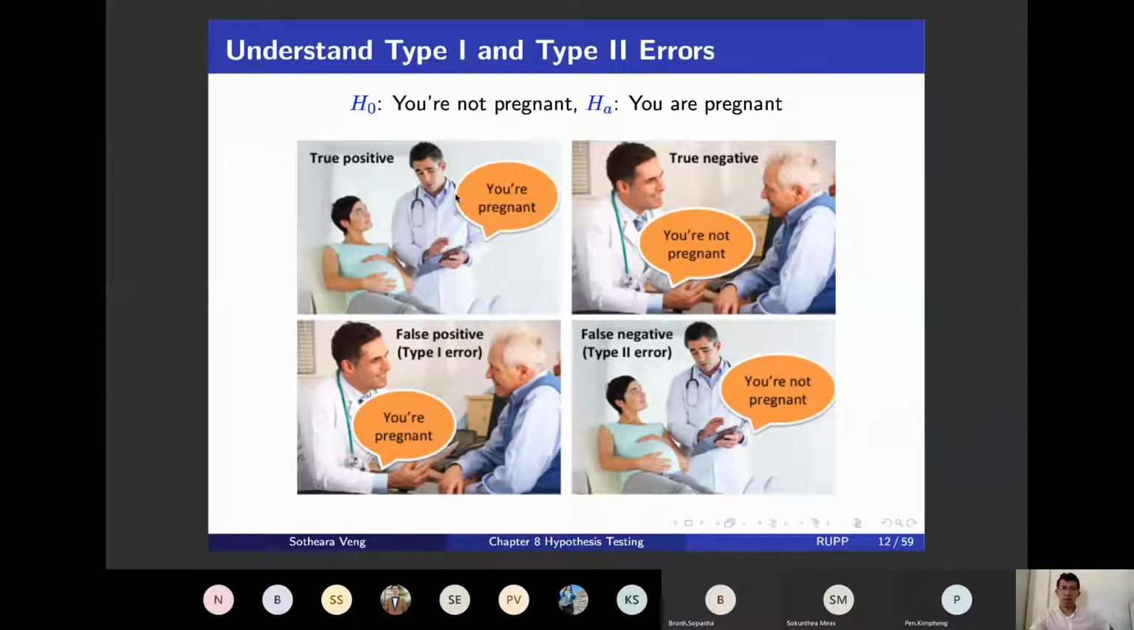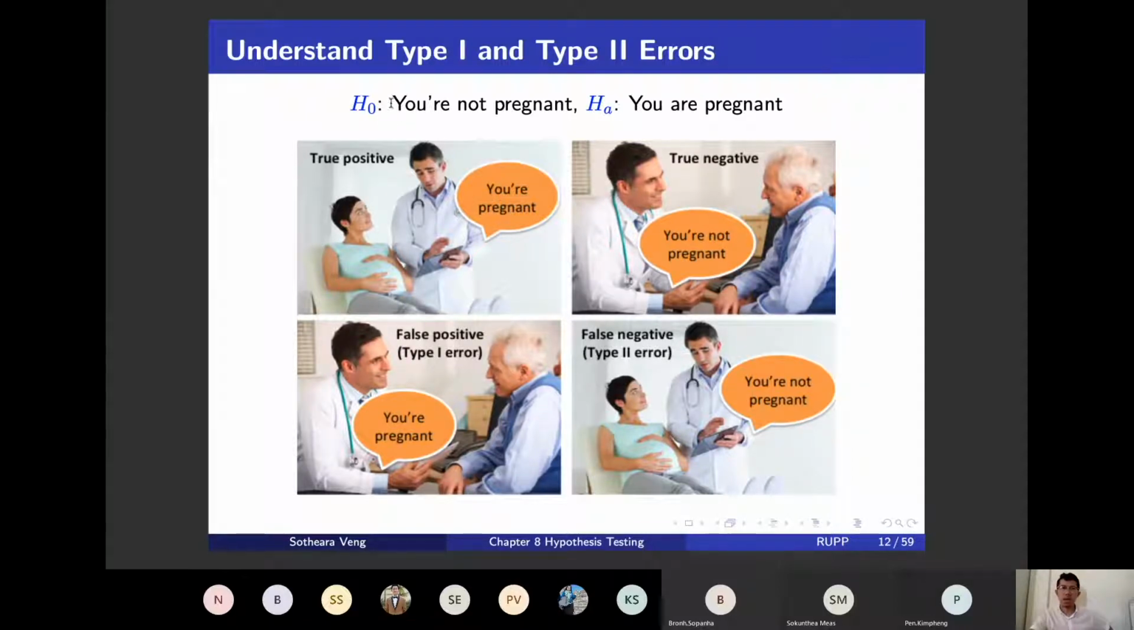But of course, this is your claim, or the original claim, and in reality, this guy is not pregnant. It's true because he is a male, right? But you come up with a conclusion that this guy is pregnant. That is a possible error. And another error is that you do not reject the null hypothesis when it is false.